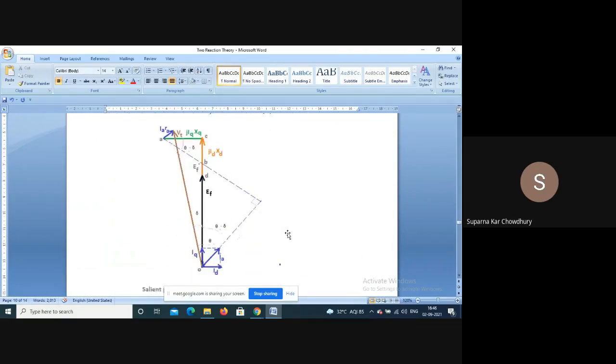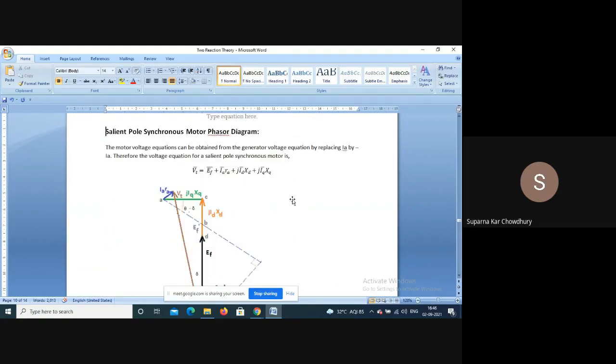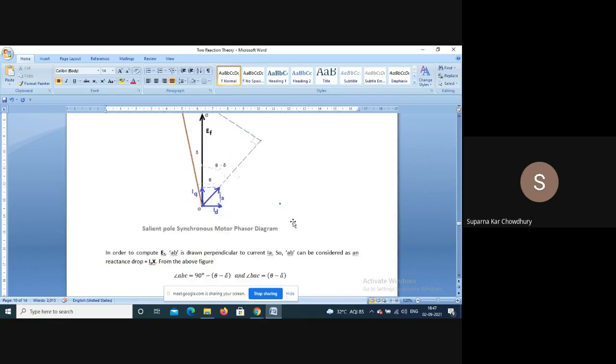Now, corresponding to the salient pole synchronous motor phasor diagram, actually the same phasor, if we replace Ia by minus Ia, we get the phasor diagram of a motor. So our phasor equation becomes Vt is equal to Ef plus IaRa plus jIdXd plus jIqXq. Here also we can draw the phasor in the same way, that is Vt plus Ra. So from here we can draw a line and correspondingly determine the angle delta.